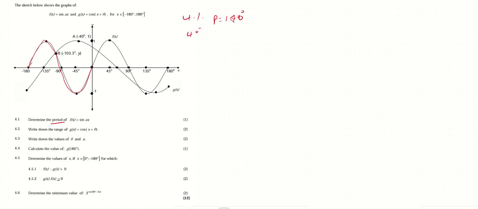Then 4.2, write down the range of g(x). So we know that our g(x) is given by cos(x + θ). In this case, the amplitude is 1. So the range is always y ∈ from the negative of the amplitude to the positive of the amplitude. Or we look at the maximum value and the minimum value. Anyway, we can say -1 ≤ y ≤ 1.